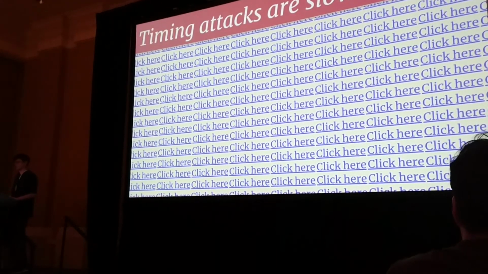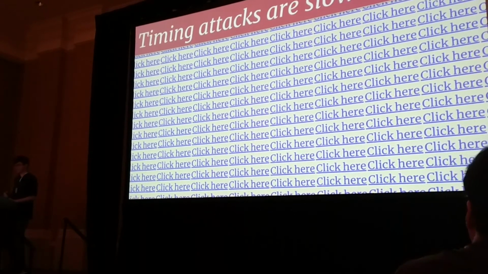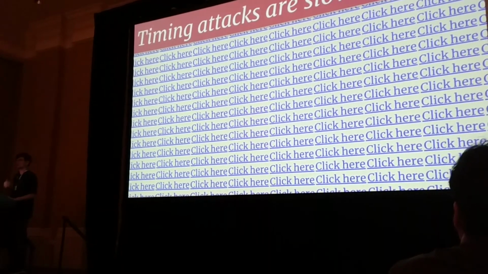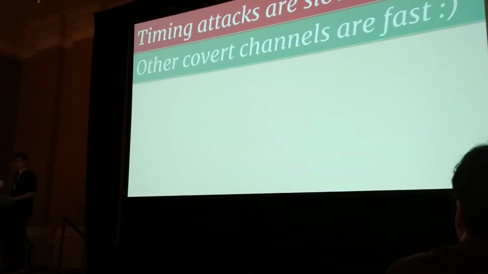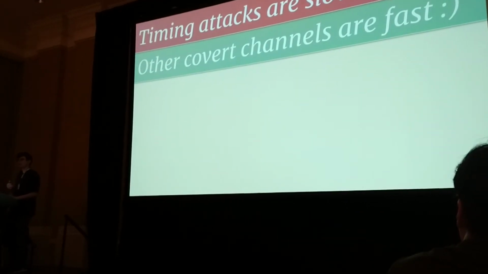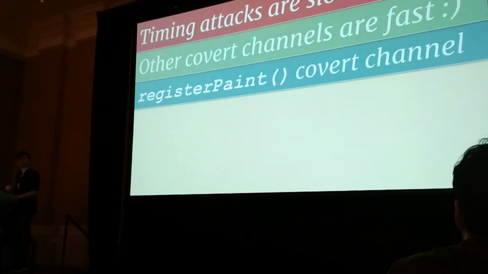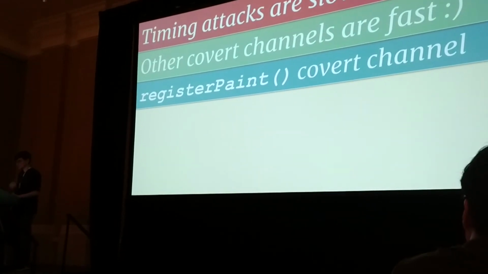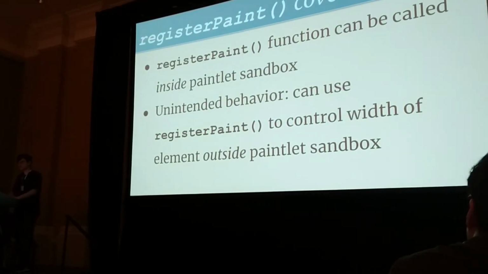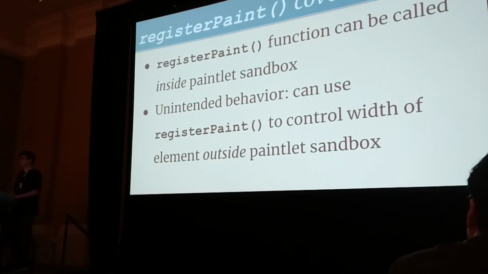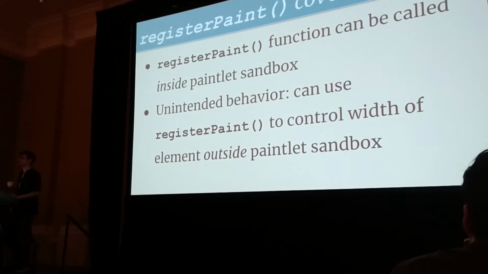So what we'd like to be able to do here to get around this is to put a ton of link elements on the page at once, and have the browser repaint them all in a single frame. But unfortunately, this is infeasible as long as we're still using a timing channel. Now, we're dealing with browsers here, though, and browsers are incredibly complex beasts. So the odds are really in our favor here that we'll be able to find some other covert channel in the CSS Paint API. And in fact, we did, in the form of this weird, unintentional behavior with the registerPaint function. This registerPaint is a function which can be called from inside the paintlet sandbox. We found that we can abuse it to control the width of a specially structured element on the outside of that paintlet sandbox.